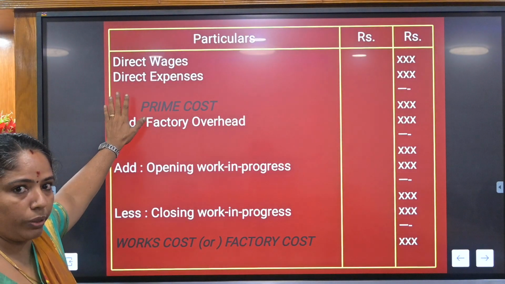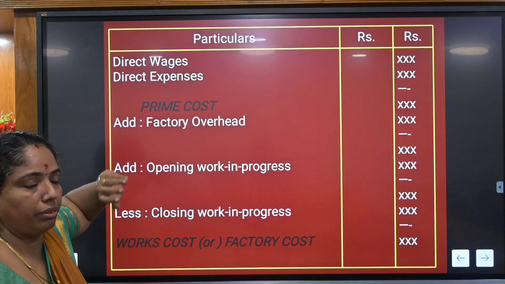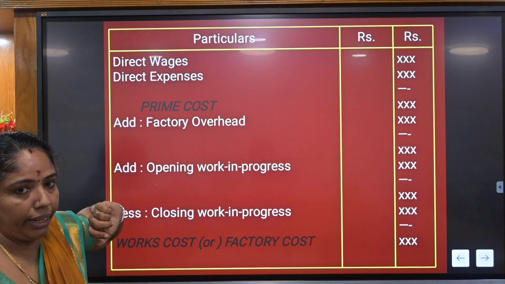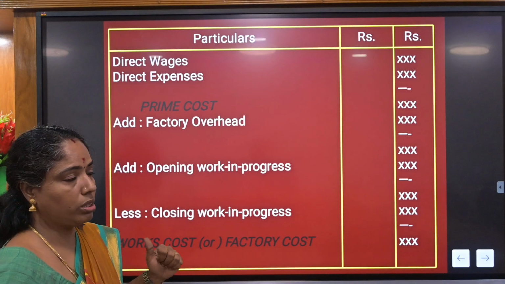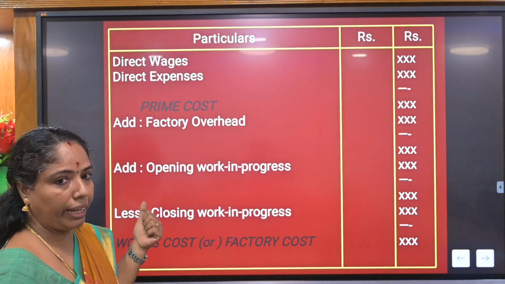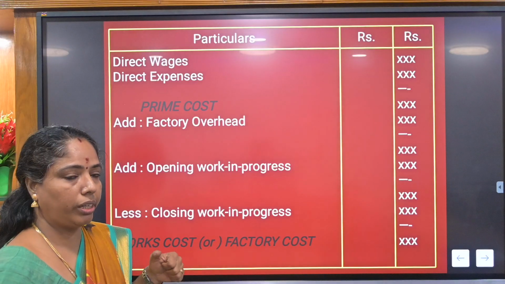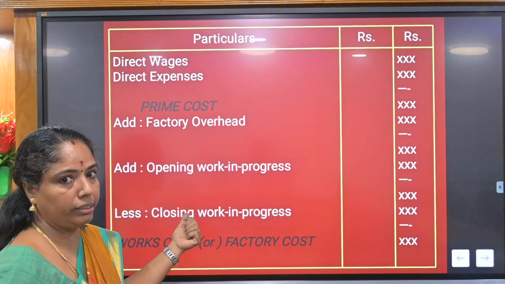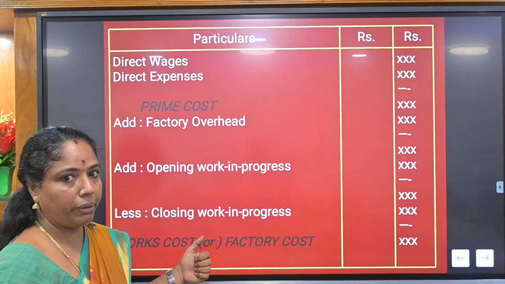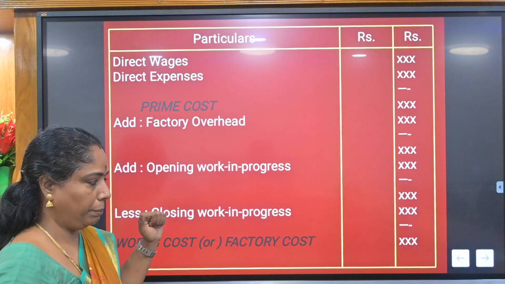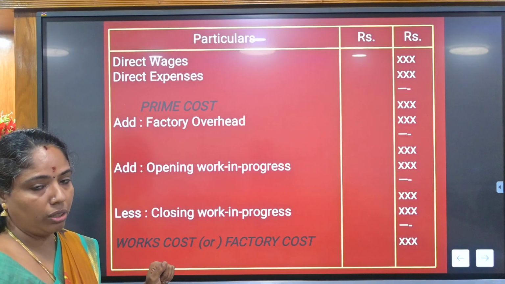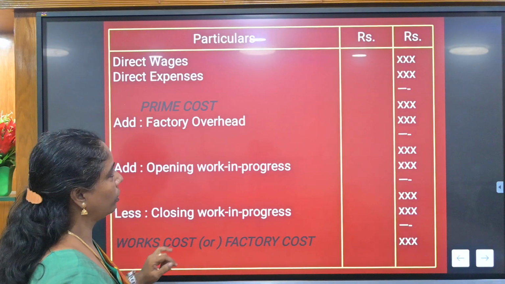So first, raw materials consumed, that answer we will find out. Next we will add direct wages, then direct expenses, and it comes to prime cost. Then further we will add factory overheads, the expenses which are related to the factory we will add under this category. Opening work in progress we should add, and closing work in progress we have to subtract. The final answer will be the works cost or factory cost.